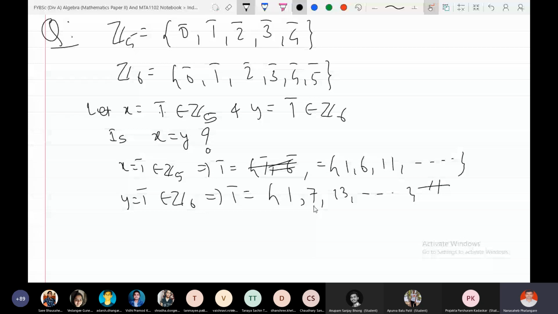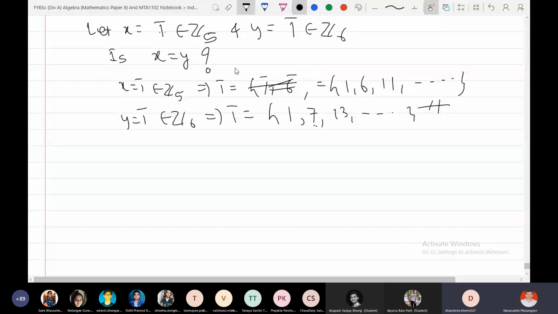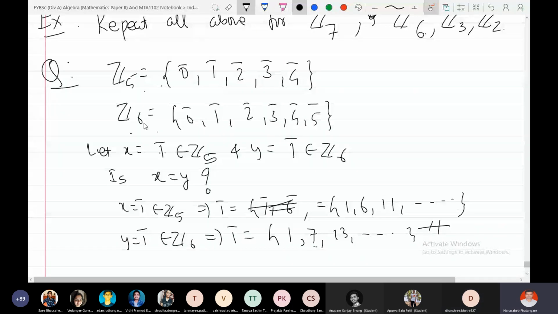Moreover, 6 is in the 0 class in Z6. So whatever classes modulo 5 and modulo 6, they are completely different. That you need to understand. This is a simple observation. One more thing: the class of 6 in Z6 is 0 bar, but the class of 6 in Z5 is 1 bar. Do you understand? So therefore, these are completely different.